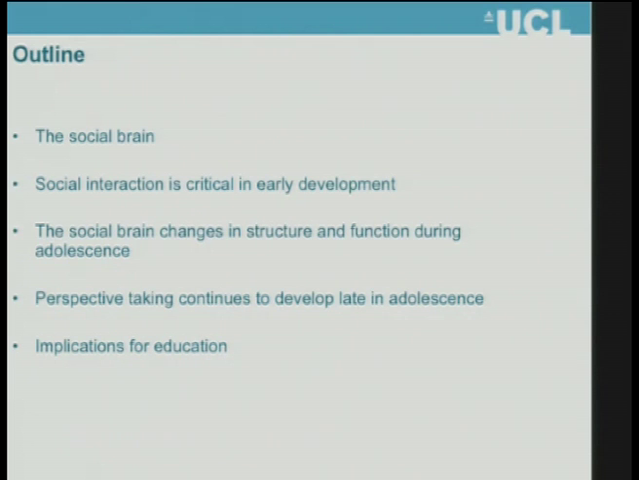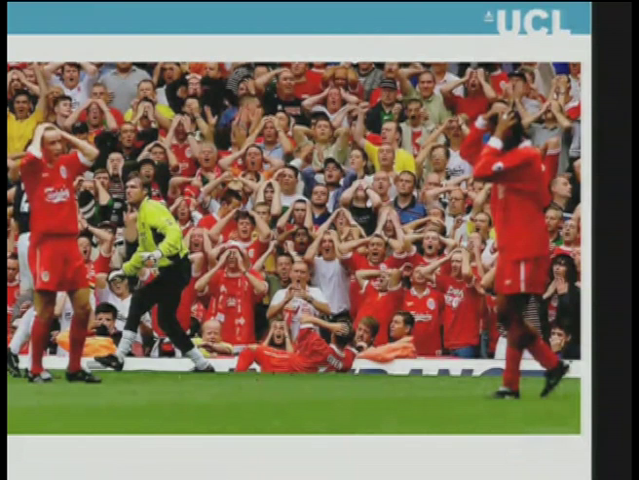Okay, so what do I mean by the social brain? I will show you an image that I think really nicely illustrates two aspects of how your social brain works. Some of you might recognize this photograph: it is Michael Owen just having missed a goal for Liverpool. The first aspect of the social brain that this picture nicely illustrates is how automatic and instinctive social emotional responses are.